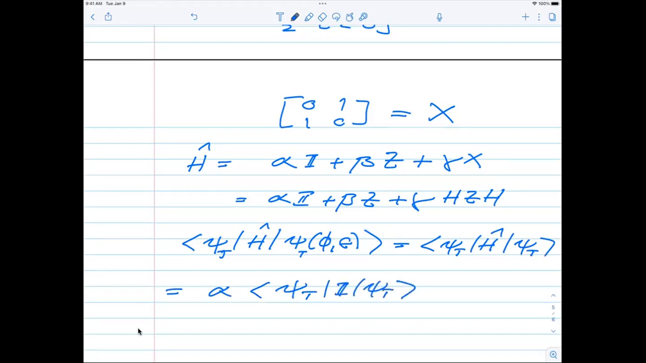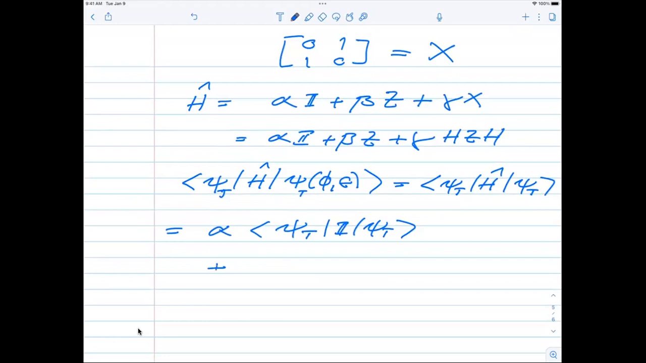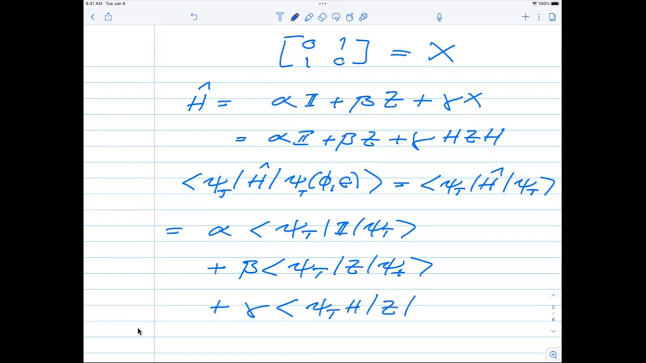And this is an obvious quantity to calculate. This is just psi of t. So this is pretty trivial. And then we have a beta multiplied with psi of t, and then I have the Pauli Z matrix. And that is going to pick out the right projection of the linear combinations of 0 and 1, plus the final one, which is a gamma. And then I have a state psi of t multiplied with the Hadamard matrix, and then I have the Z matrix, and I have the Hadamard matrix and psi of t.